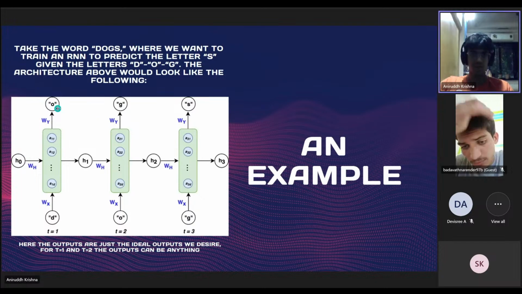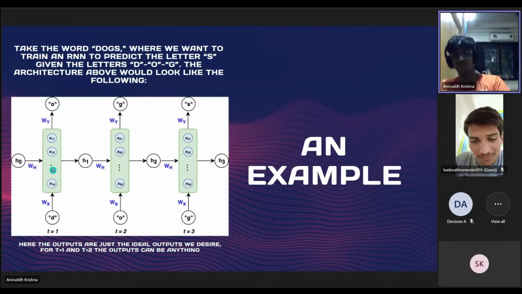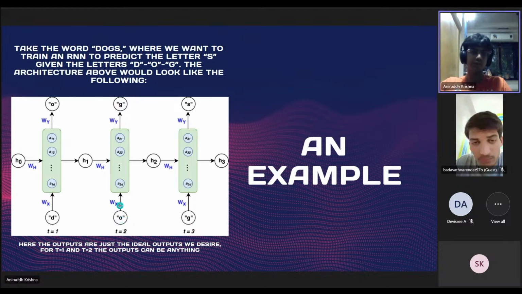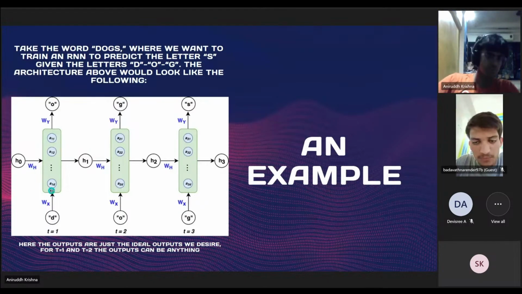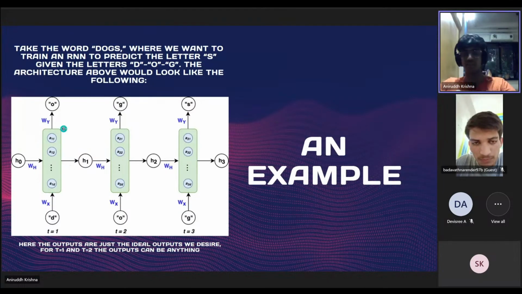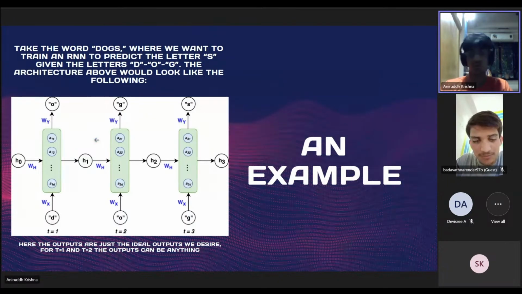But when we move to the next time step, when we give it the input O, the second time step, it is still going to remember the D that we gave it in the previous time step, because that's what a recurrent neural network is all about. So now it has 2 letters in its memory, D and O. Now it has somewhat of a better idea of what word we have to predict. Although there are a lot of words, it's getting closer to what we want.